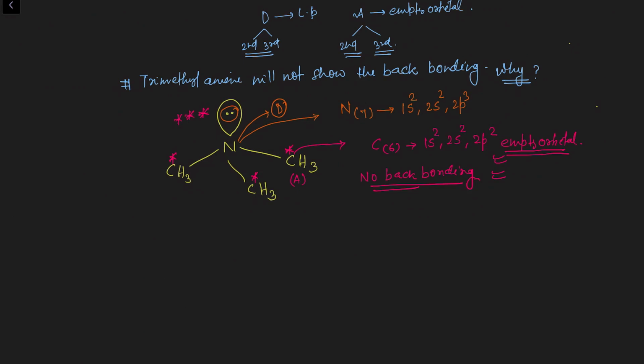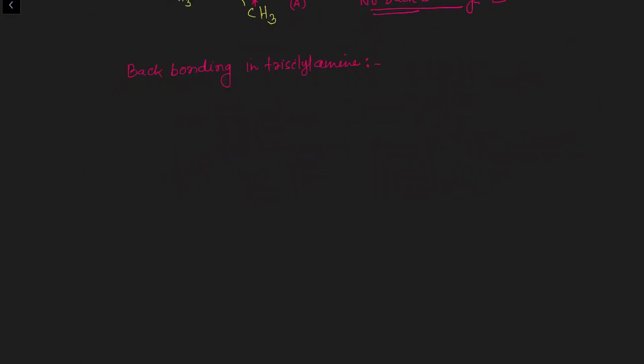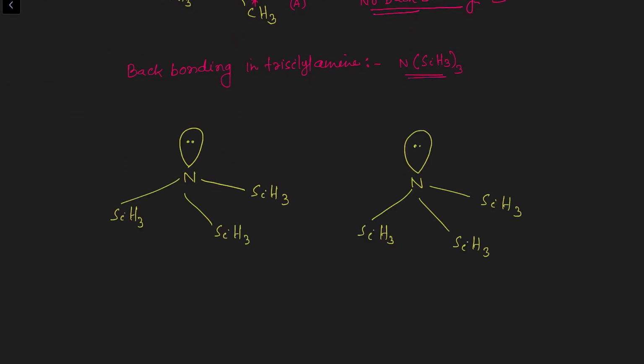Now we are going to understand why trisilylamine will show the back bonding. The molecular formula of trisilylamine is N(SiH₃)₃. Now draw two structures of this trisilylamine, one before back bonding and one after the back bonding. And during this process, the changes that happen in trisilylamine are the reason for the back bonding in trisilylamine.